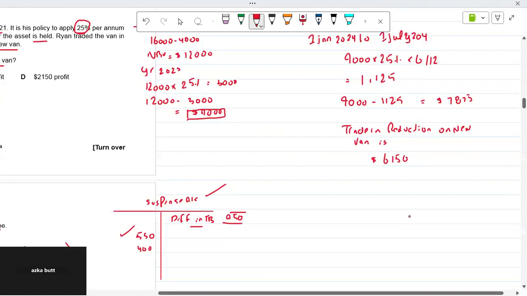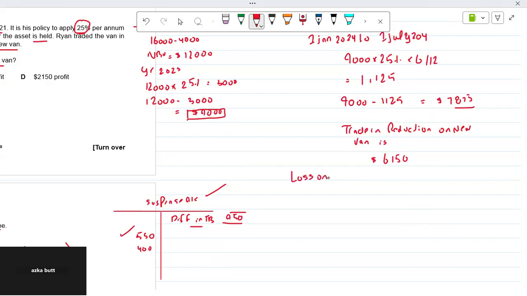So now let's calculate the profit or loss on disposal. So the carrying value at 1st July 2024 is 7,875, and the trading value is 6,150. So there is clearly a loss on disposal, which is equal to 7,875 minus 6,150. This is equal to $1,725. This is a loss on disposal.